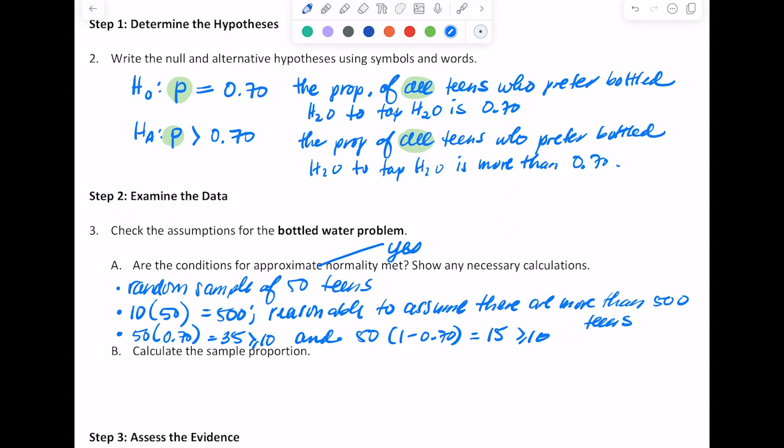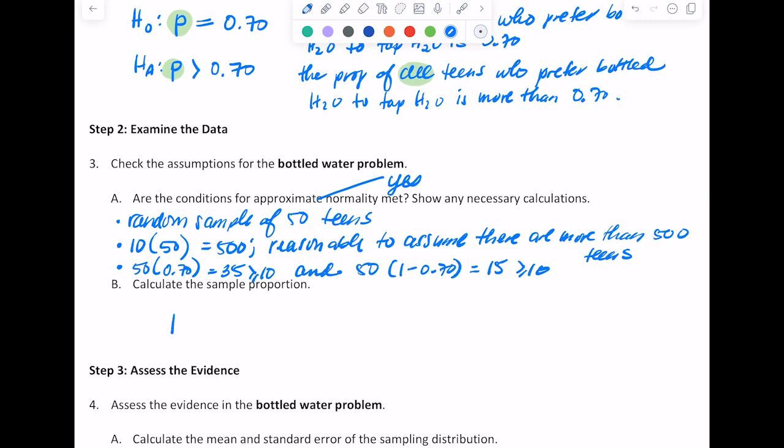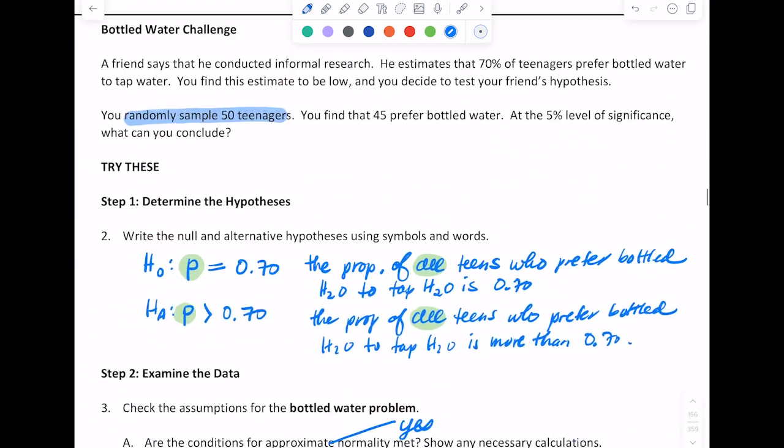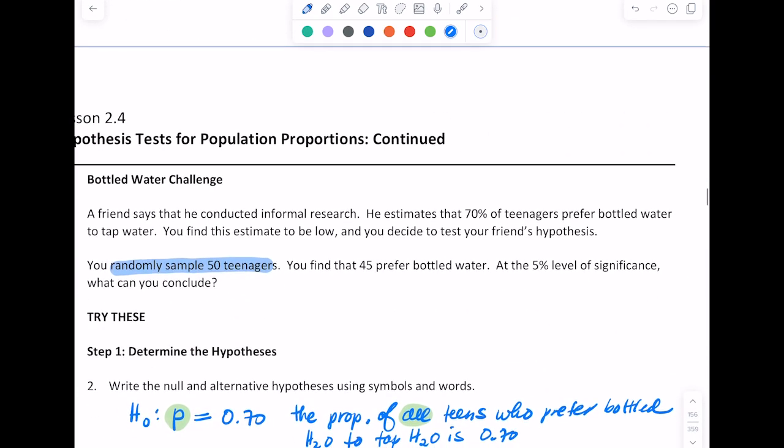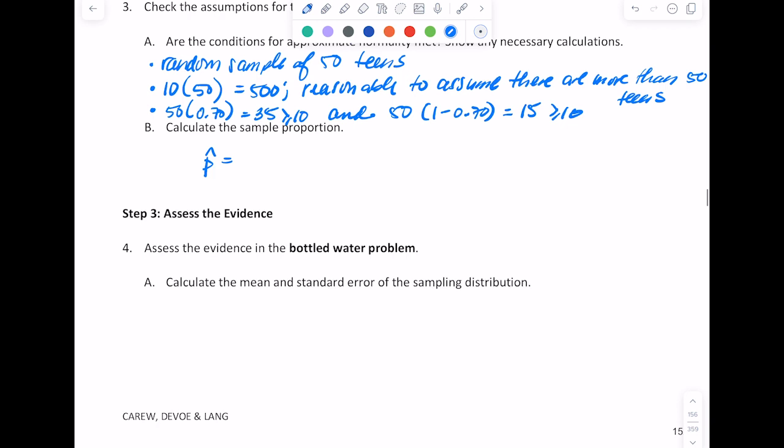So we're ready to move on, and we're going to apply what we know about the normal model. So we're going to calculate the sample proportion, my p hat. It told me in the problem that we randomly sampled 50 teenagers and 45 preferred bottled water. So my p hat is going to be 45 divided by 50, which comes out to 0.90. Now we're going to assess the evidence.